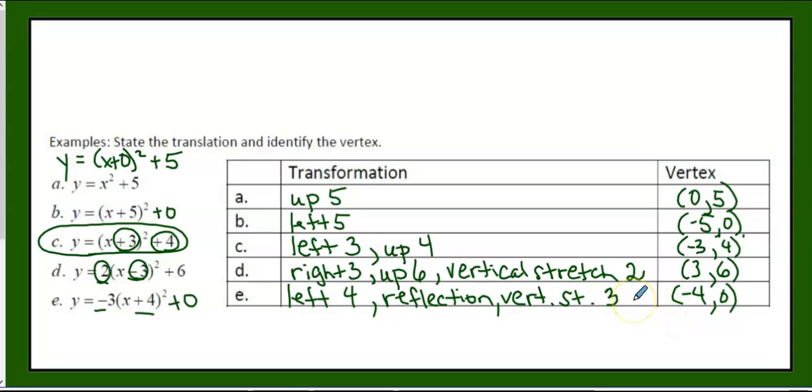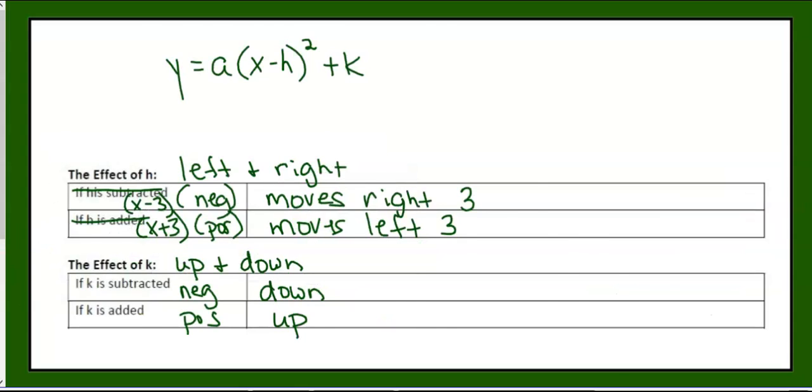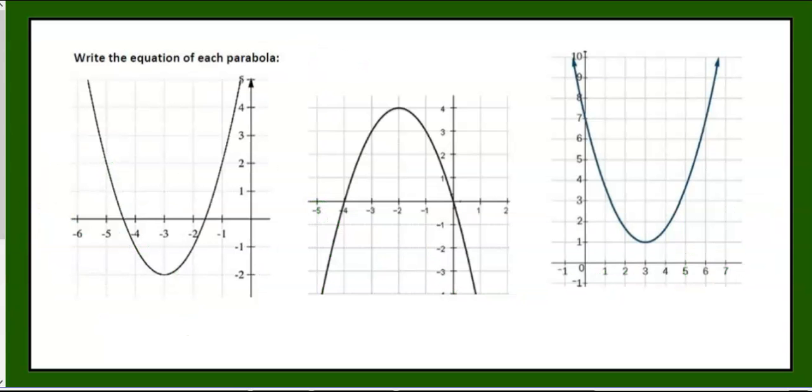All right, so that's what transformations look like, and that's how you determine what happened to that parent function. We do a lot of this in Math 3 also. There are a lot of different types of functions in Math 3 that have the whole H and K. Exponential functions have H and K, square root functions have H and K, absolute value functions have H and K. So get used to seeing the H and K because you're going to see those a lot in Math 3 when we look at different types of functions.